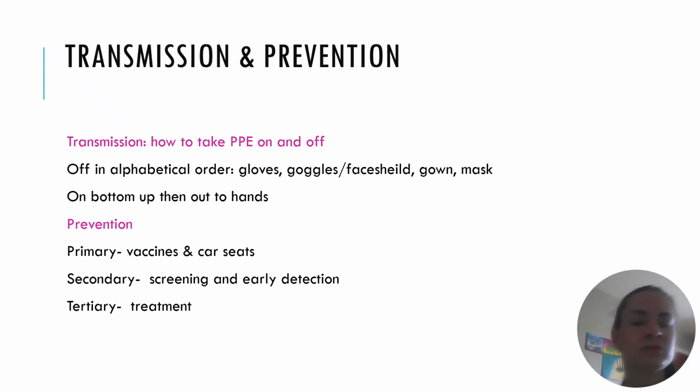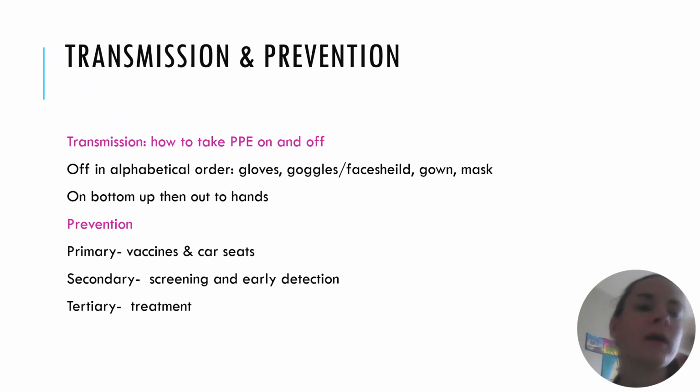Okay, so she also went over transmission. Under transmission, I got PPE on my notes, and she went over how to take PPE on and off. So to take it off, it's in alphabetical order. Gloves, goggles, face shield, gown, and mask. So you don't touch the front of anything. Obviously, you don't touch the gloves, but you don't touch the front of the goggles or the face shield. You don't touch the front of the mask, only the ties.